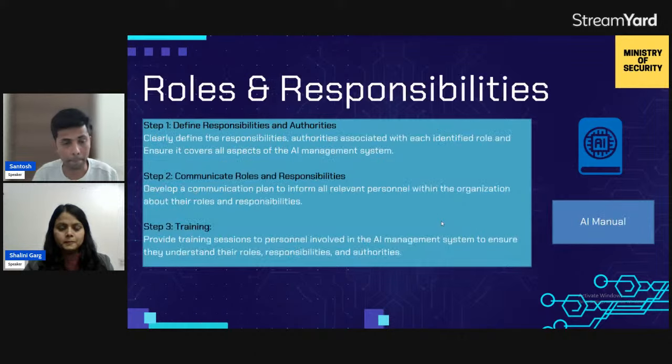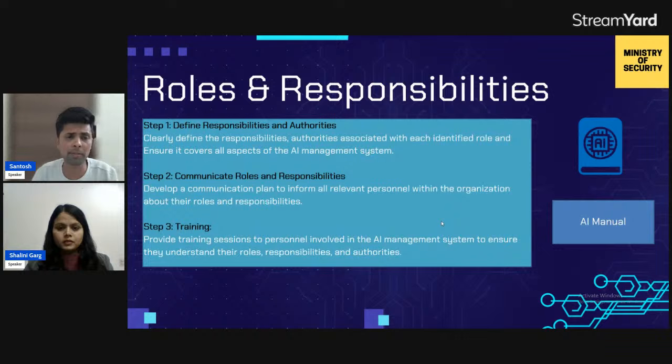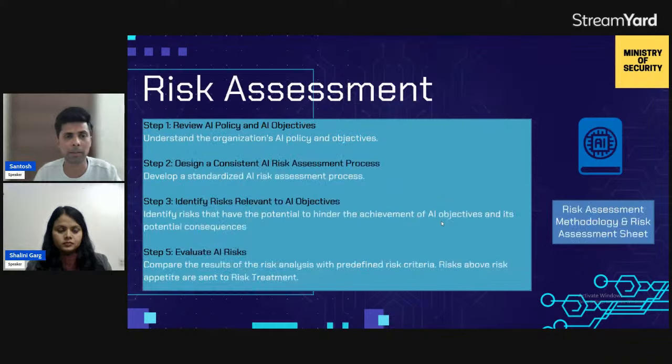Again, we talk about roles, responsibilities and authorities. This is not just limited to the leadership. It also involves people who develop or maintain these AI systems. We need to define the roles and responsibilities, communicate the roles, and provide the relevant training. So we document all these things in your artificial intelligence management system manual.